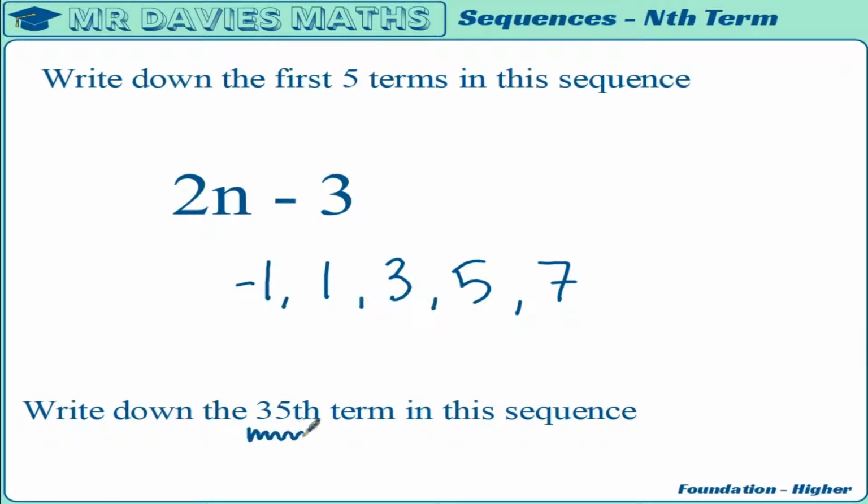Well, what's the 35th term in this sequence? What would be the 35th term in the 2 times table? Well, to find that, I would just do 2 times by 35. That's 70. And then move it backwards 3 spaces. So 70 take away 3 is 67. The 35th number in this sequence would have been 67.